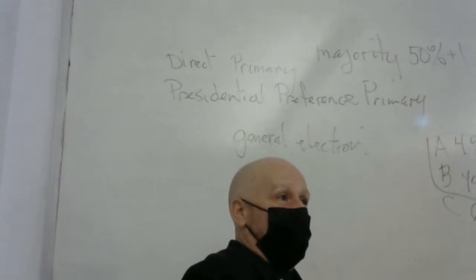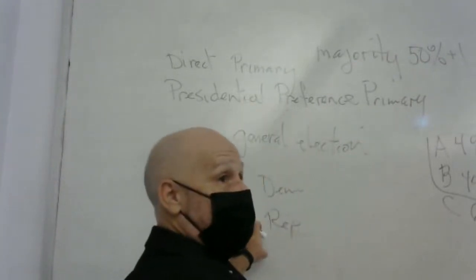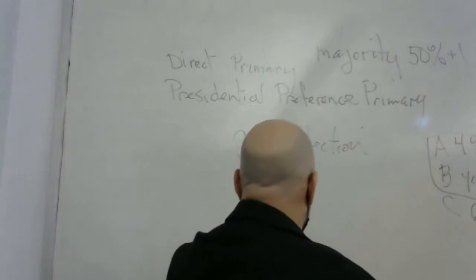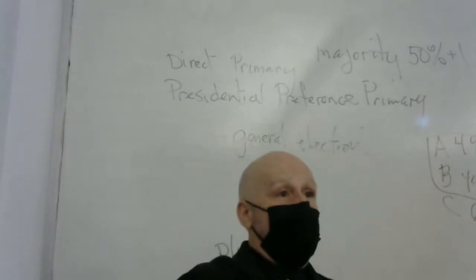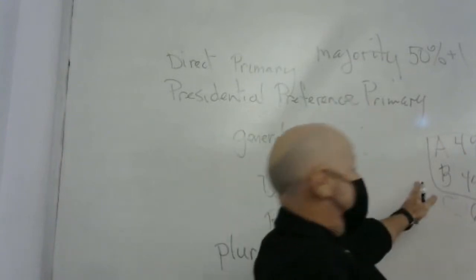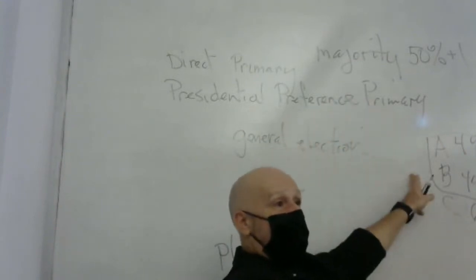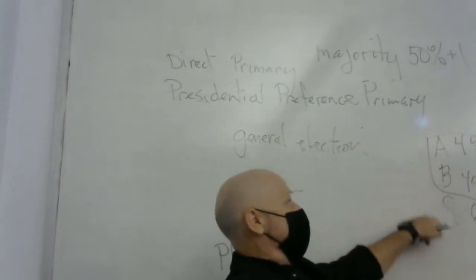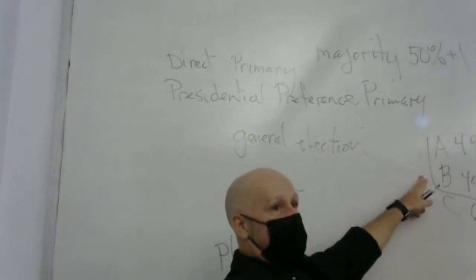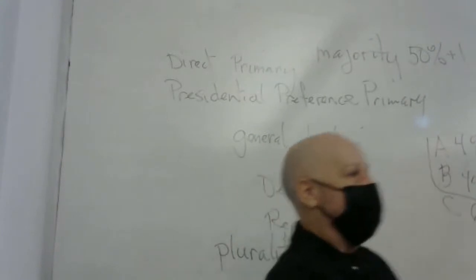We're talking about the general election here. There's only a plurality requirement. That means the candidate who got the most votes. So if you had a Democratic candidate, a Republican candidate, and a Libertarian Party candidate, let's say, and this was the outcome of the vote, who would win? Then it would be A, right?